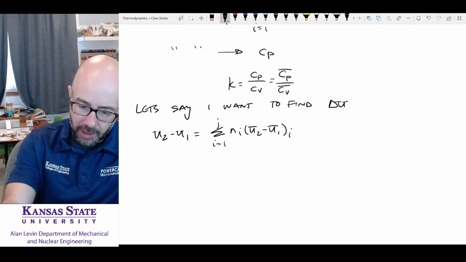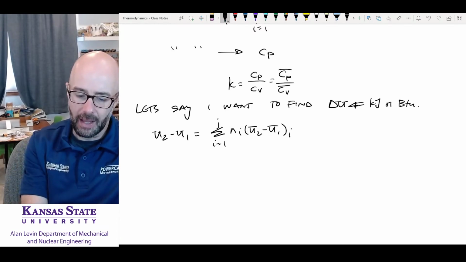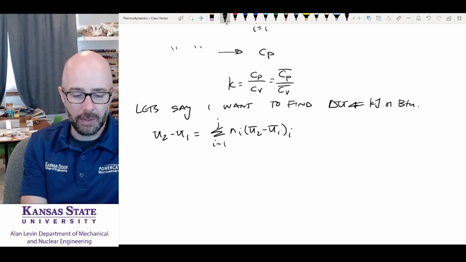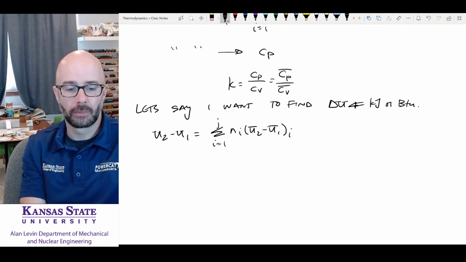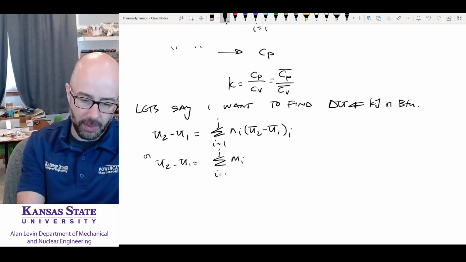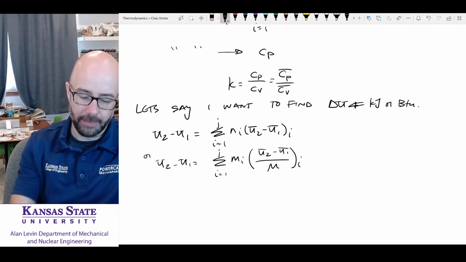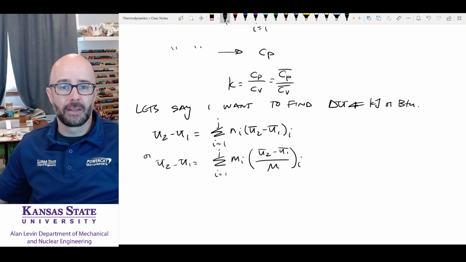Now U2 minus U1 is going to have units of kilojoules or BTUs. And we should have this because U bar is in BTUs per pound mole, and we take it times the number of pound moles and add that all up. That's one way you could find it. Or we could say U2 minus U1 is equal to the summation of i equals 1 to j of the mass of each component times U2 bar minus U1 bar all over the molecular weight of each component. That's another way to do it. If we want to do things on a mass basis, we can.